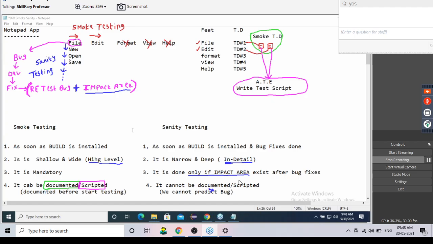So this ends the love story on the whole smoke testing concept: why, what, when, how, and the difference between smoke and sanity, guys. Now, all of you start preparing for a mock on bug life cycle and smoke testing only. I don't want any other topics. I can judge whether you're good or bad only in these two topics.